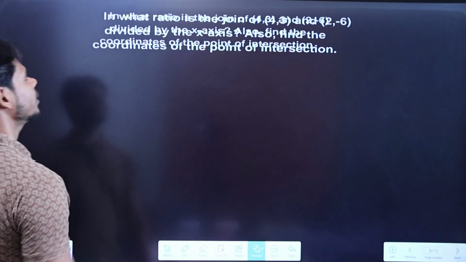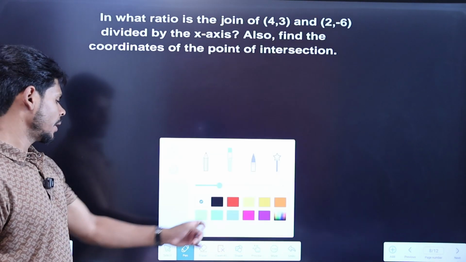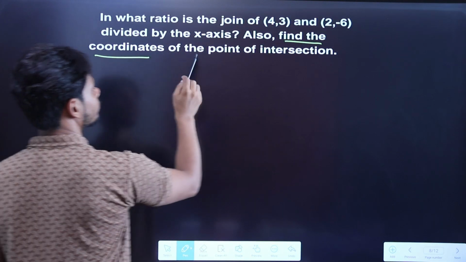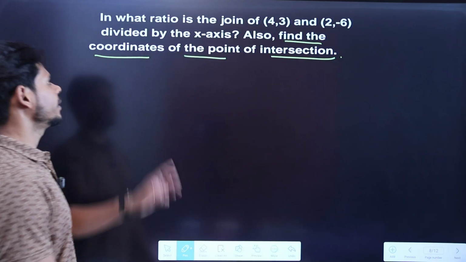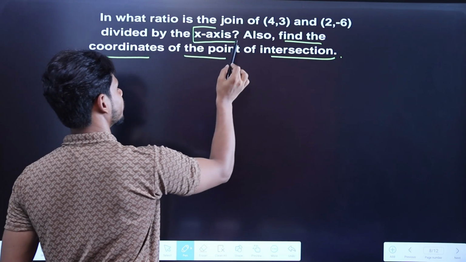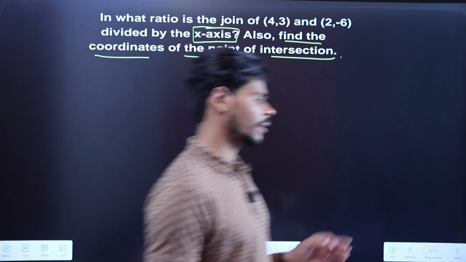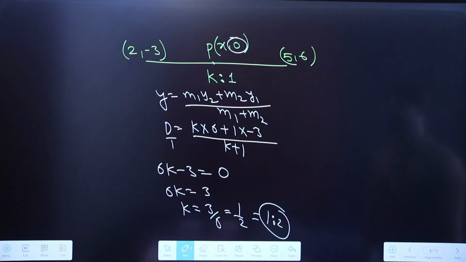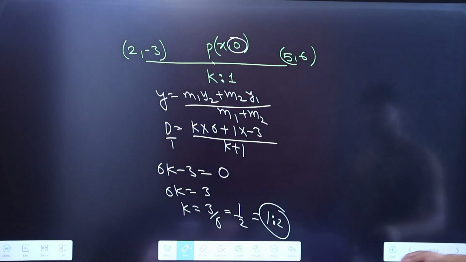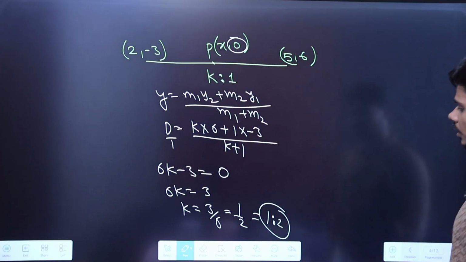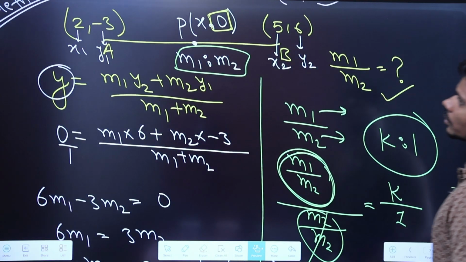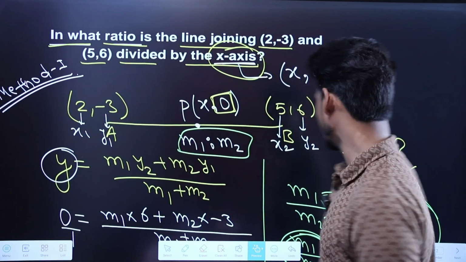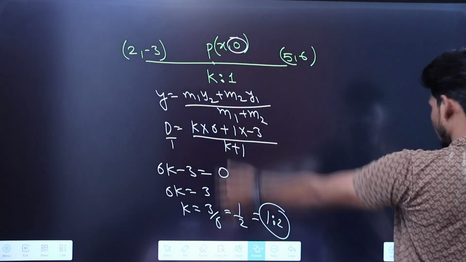In this question again we need to find the ratio basically, and then later they have asked something else. Also find the coordinates of the point of intersection. No problem. Divided by the x-axis. See over here, again it became, I think, question number 2 that we were doing. Let me show you. I think this one. Yes, this question. In what ratio is the line joining these points divided by the x-axis? Exactly the same way, right? But I have already explained to you. We will use the ratio as k:1.